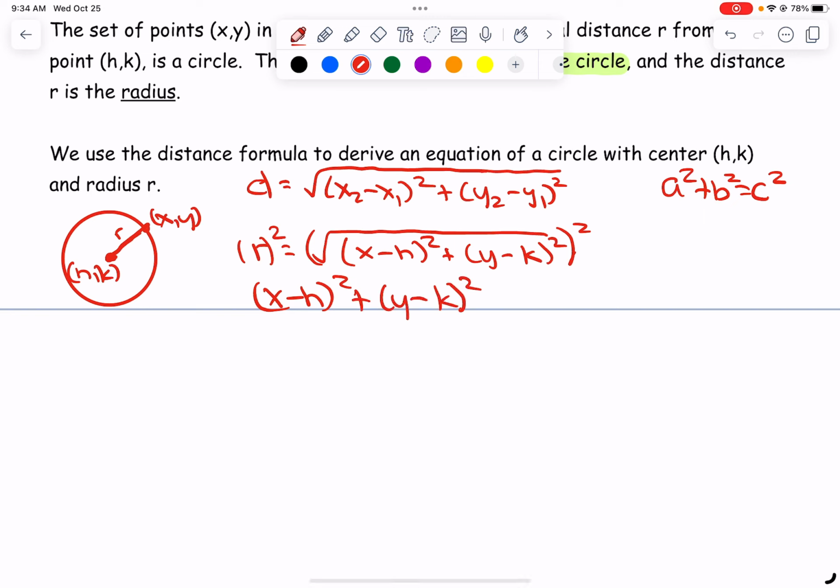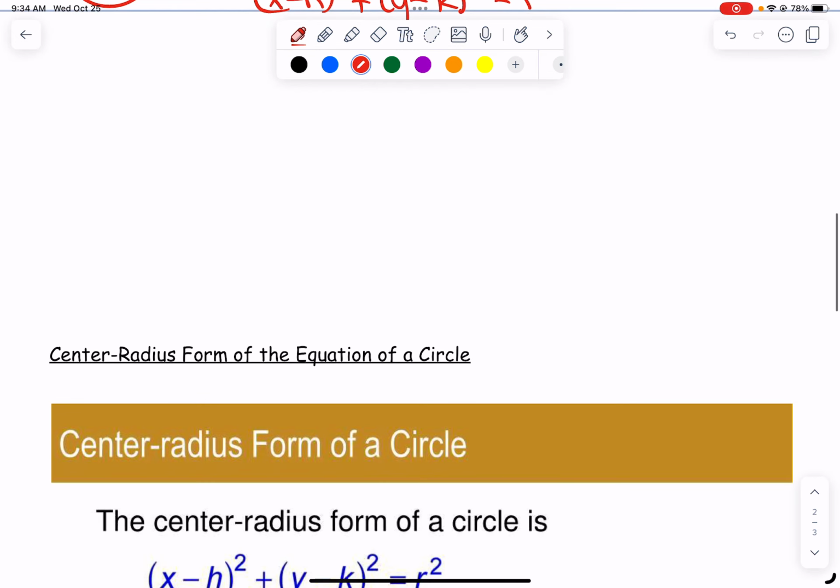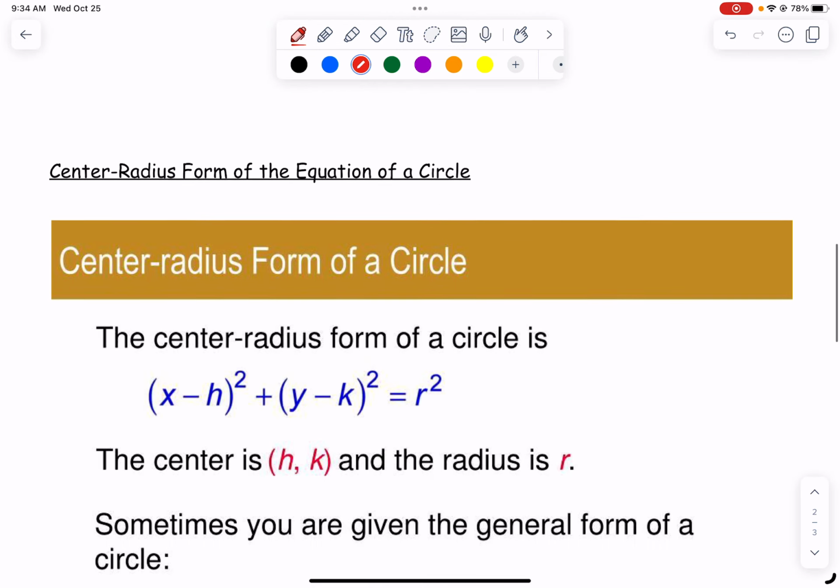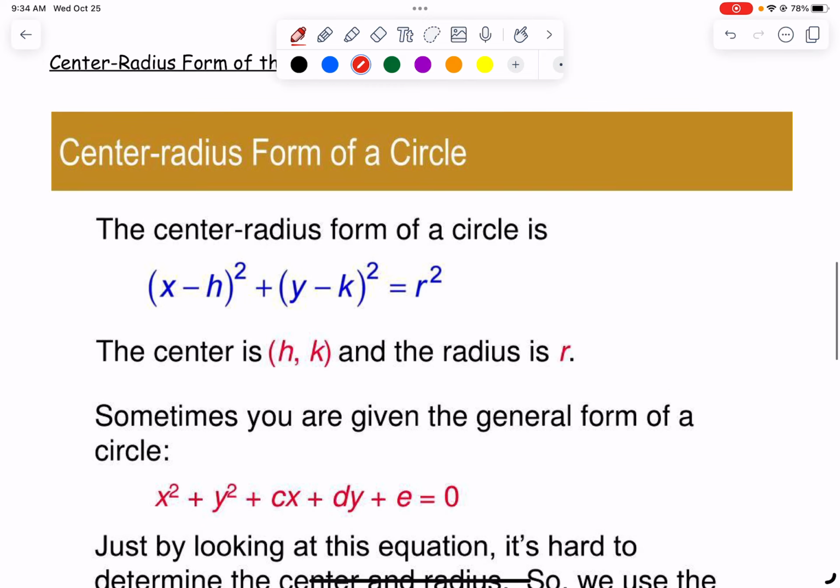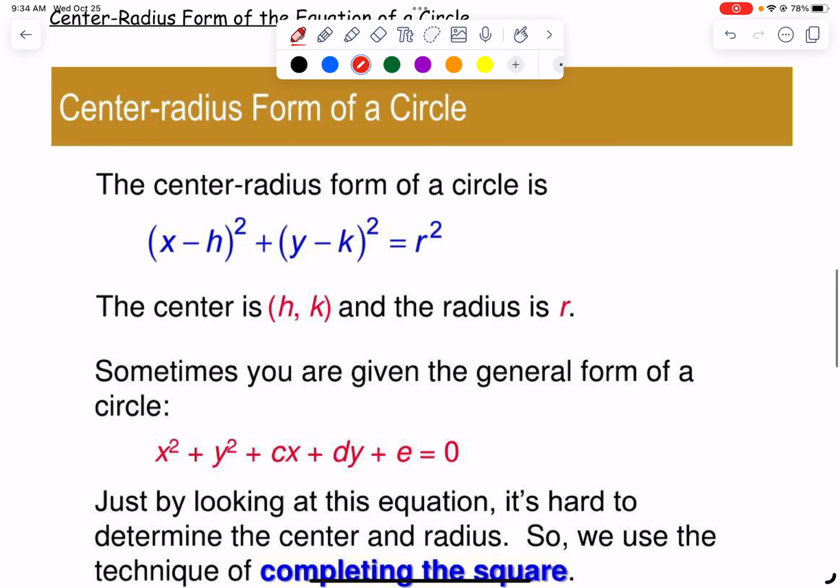(x - h)² + (y - k)² = r², which you can see is known as the center radius form of the equation of a circle. The center is at (h, k) and the radius is r. So you'll get things that look something like this: (x - 3)² + (y - 5)² = 36 would have a center at (3, 5), and the radius would be 6.